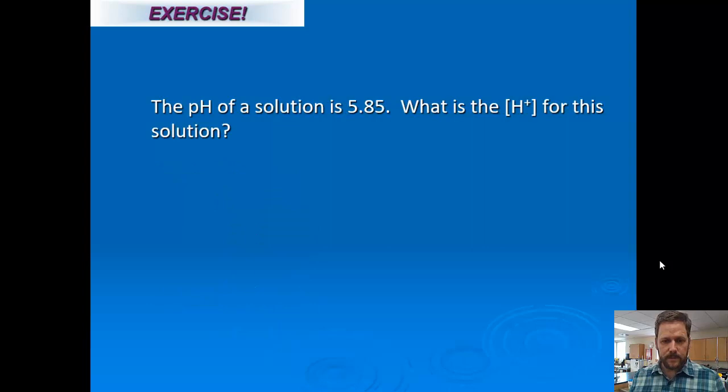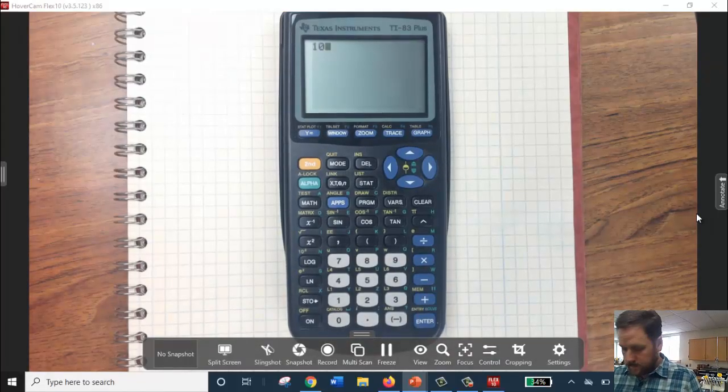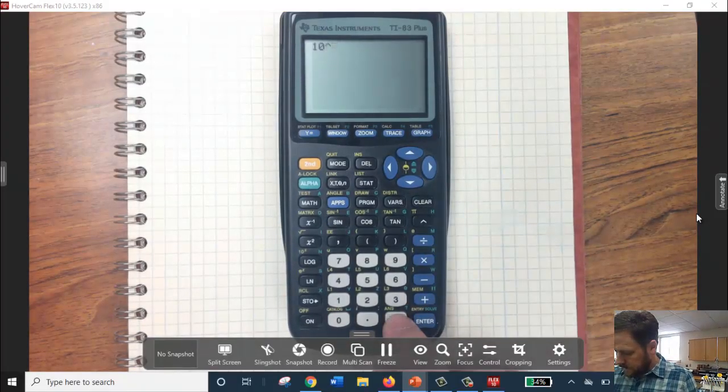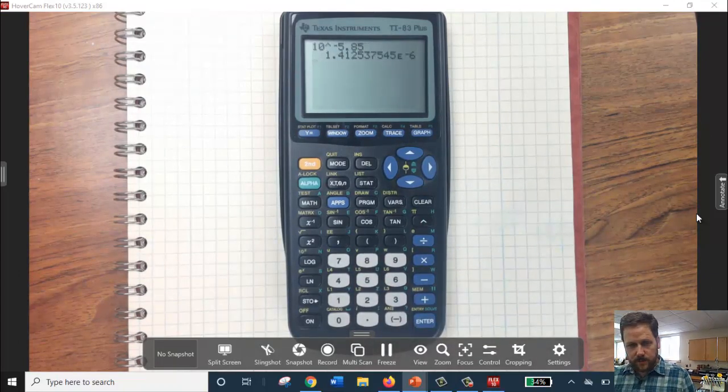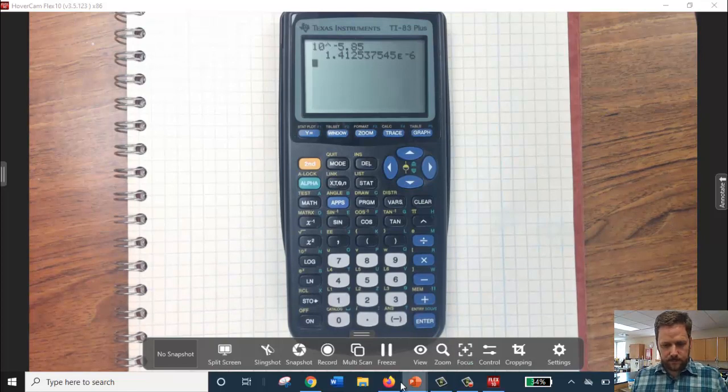Let's do another type of calculation. In this calculation, we're asked to determine the hydrogen ion concentration when we're given a pH. If the pH of a solution is 5.85, what's the concentration of hydronium? Here we need to use the equation 10 to the power of a negative 5.85 using the concentration of hydronium in this solution.